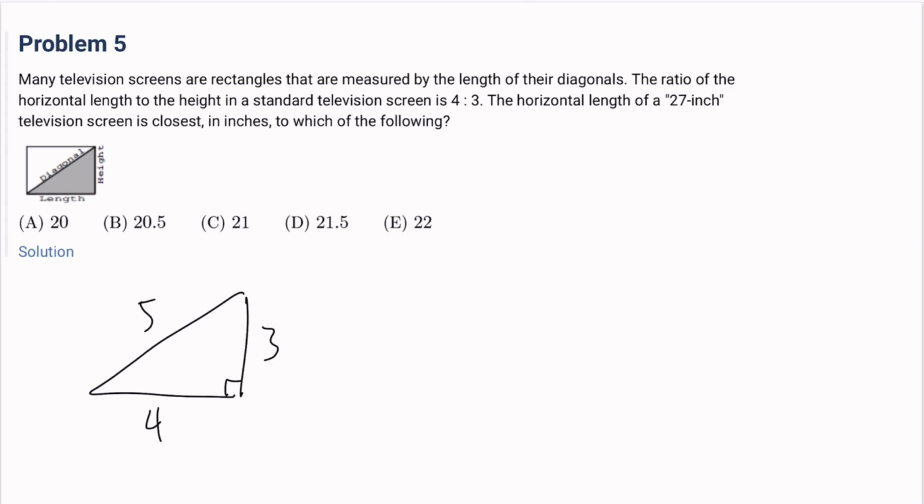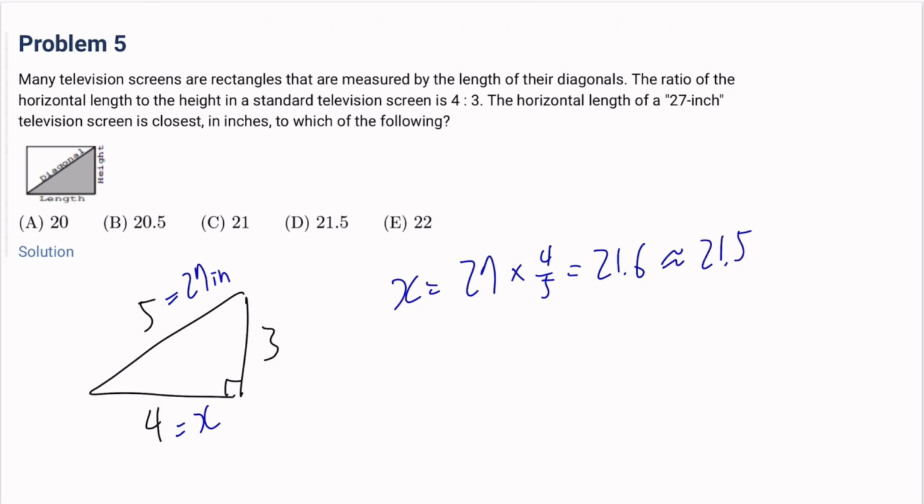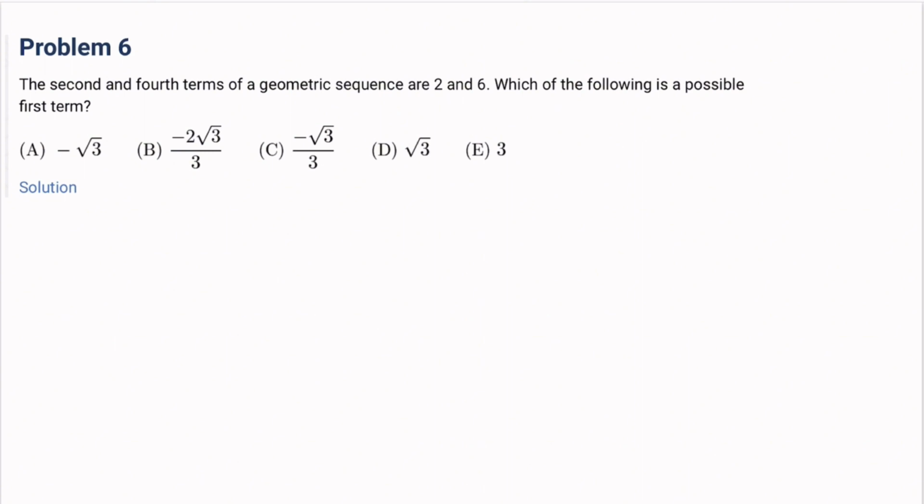And so we want the horizontal length of a 27-inch TV screen, right? So this is 27 inches, and we want the horizontal length. So if we say this is x, then x would equal 27 times 4 over 5. This will equal 21.6, which is closest to 21.5. So 21.5 is the answer. It's D. Number 6, the second and fourth terms of a geometric sequence are 2 and 6.